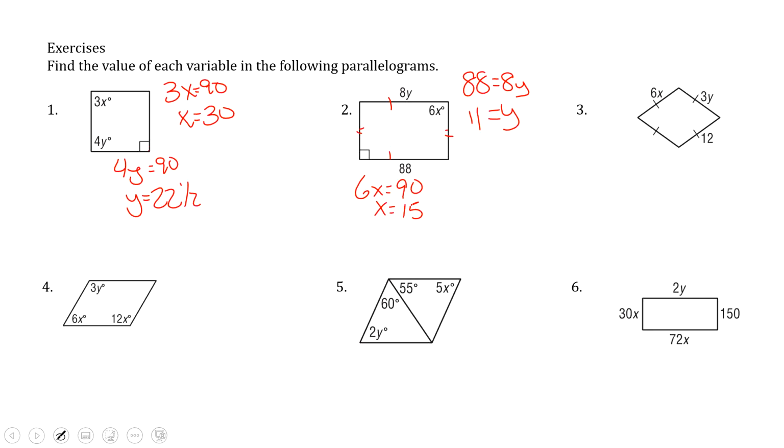Okay. Parallelogram. You're told they're all parallelograms. This is a special type where my opposite sides are still congruent. This one specifically, they're all congruent. So I got 6x equals 12. And 3y is going to equal 12. So y equals 4. X equals 2. Make sense? We'll talk about this type of parallelogram later in the week.